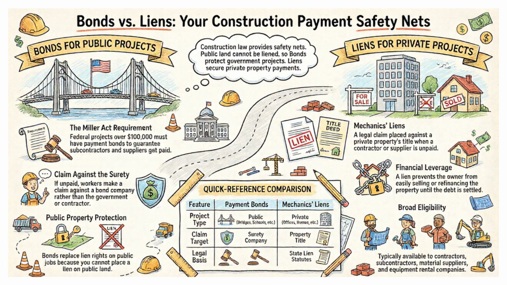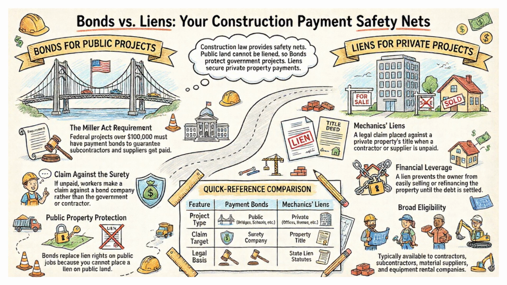Broad eligibility. Typically available to contractors, subcontractors, material suppliers, and equipment rental companies. Basically, if you contributed to building that house, you can lien it. Quick reference comparison. Bottom table. Project type. Bonds equals public, bridges, schools, etc. Liens equals private, offices, homes, etc.